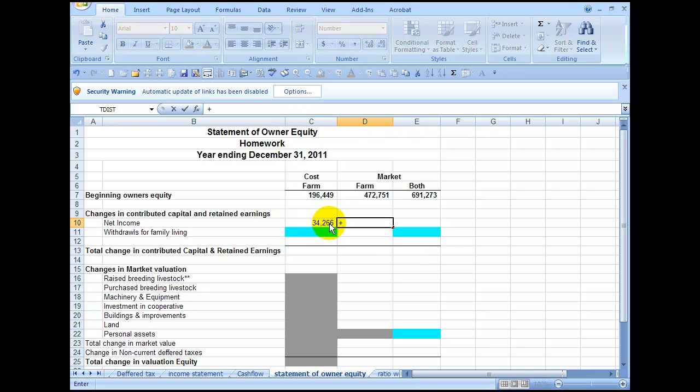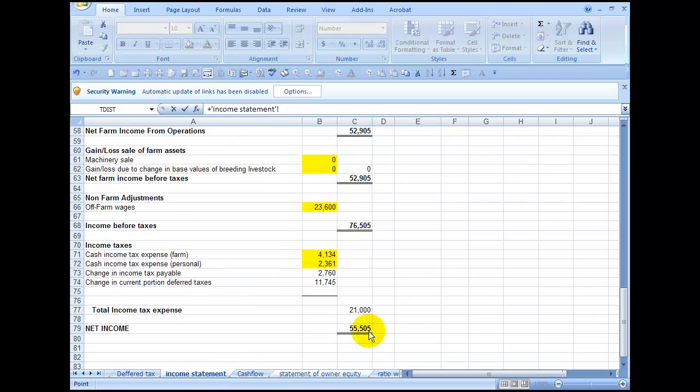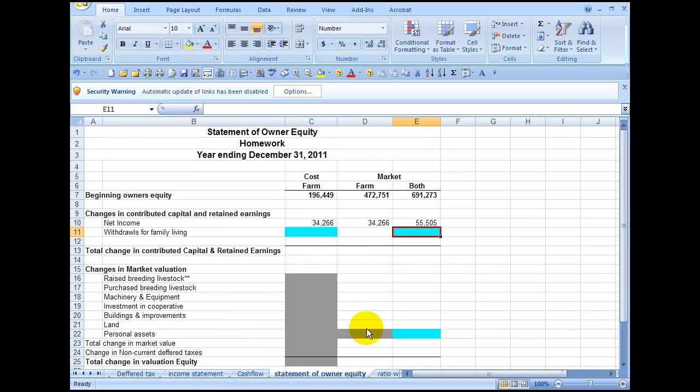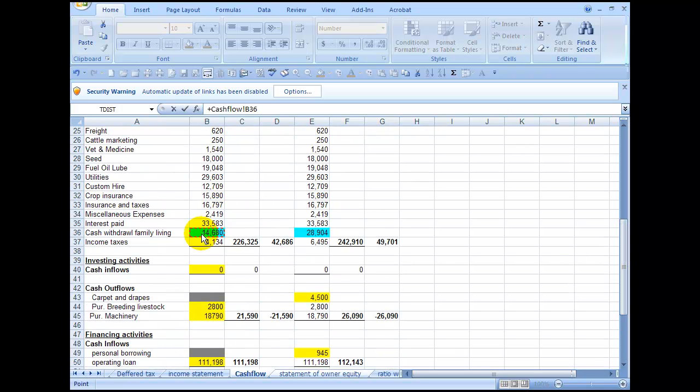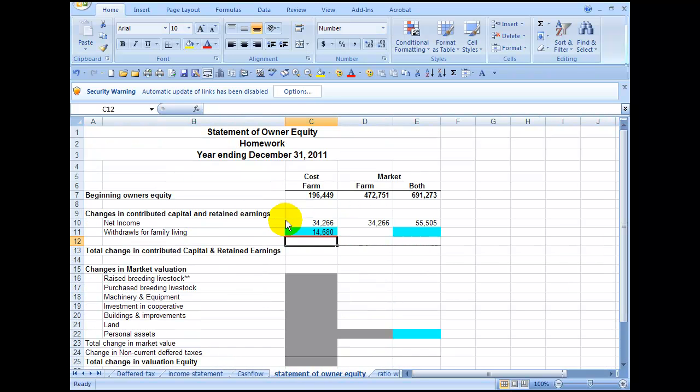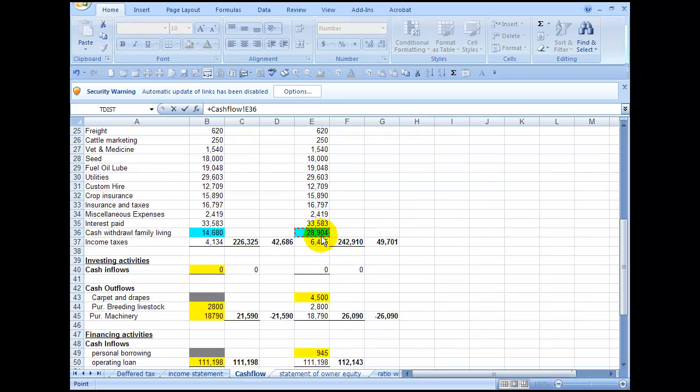Over here, we want to refer to the same number because this is also just the farm. But then for both, we want all of the net income because that's the farm and family combined. So we use both. Withdrawals for family living, we get that off of the cash flow statement. 14,680 for the farm. This is still a farm column, so we want the same number, just refer to it. And for both, we want the amount from the column for the farm and the family.